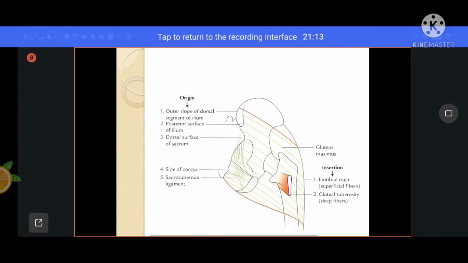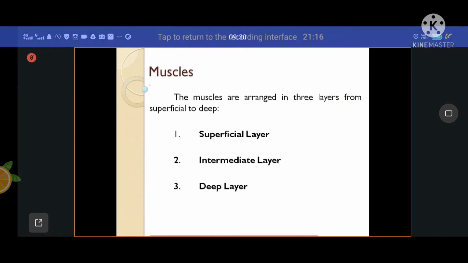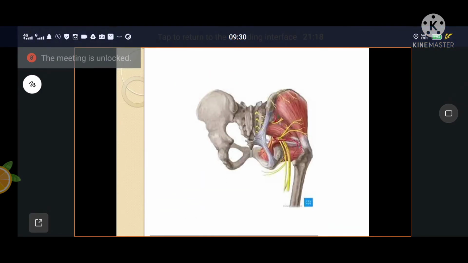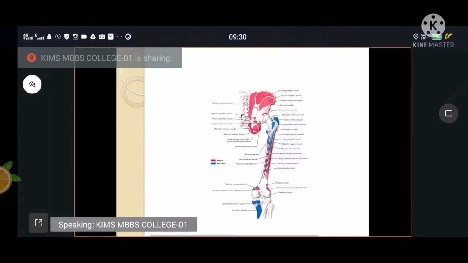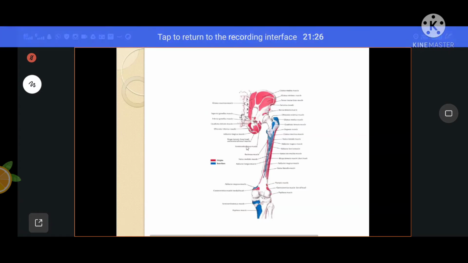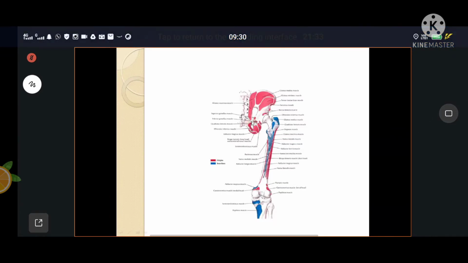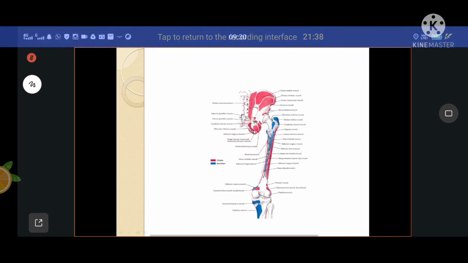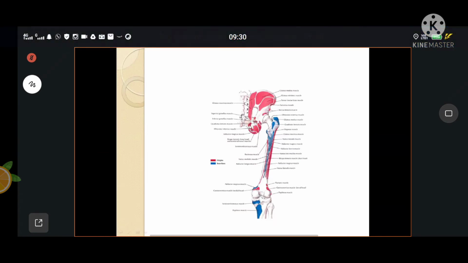I'll show you in the diagram first of all. So where is this? Obturator externus is present. This is obturator internus, right? So see this muscle. This is the pelvic surface of the obturator internus. So this muscle is getting its origin from the inner surface of the obturator membrane, and also from the ischiopubic rami and the ischium. So this is the origin of the obturator internus.